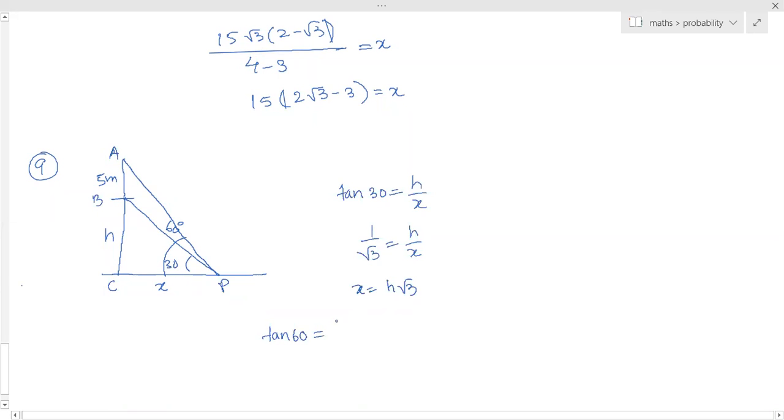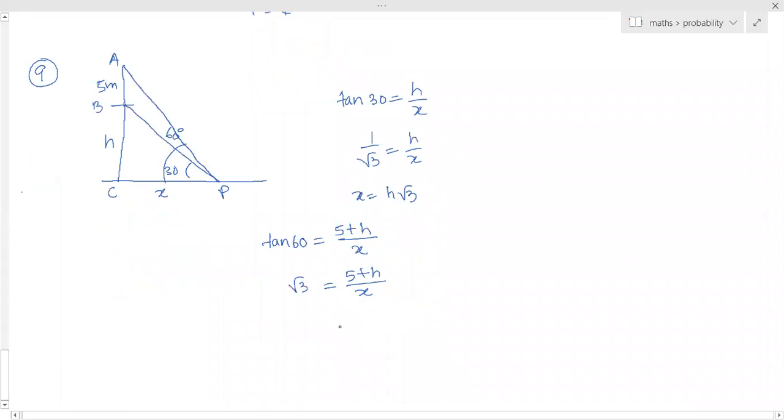Tan 60 is equal to 5 plus h by x. Root 3 is equal to 5 plus h by x. The x value is 5 plus h by root 3 value, h root 3 into 3. h into 3 is equal to 5 plus h. 3h minus h is equal to 5. 2h is equal to 5. h is equal to 2.5.